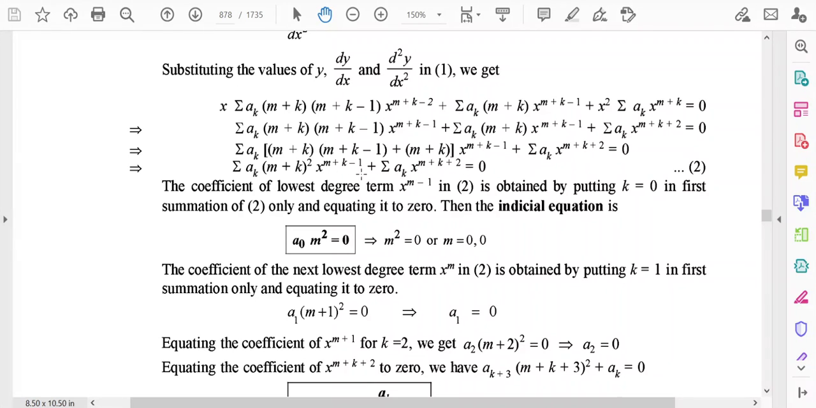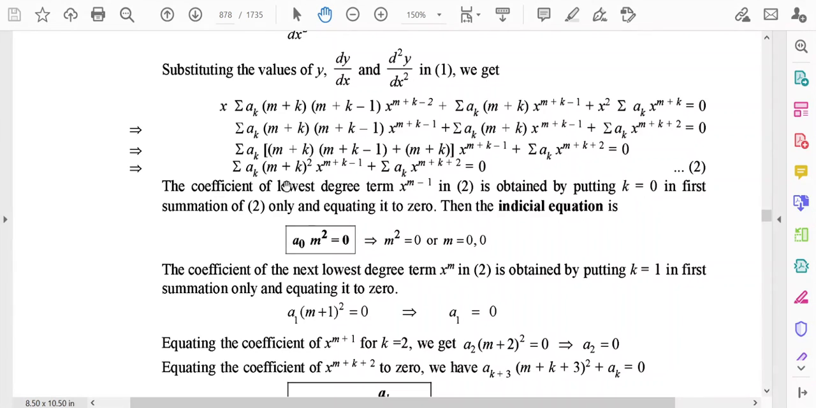So you again see the powers of x. Here this is m plus k minus 1 and here this is m plus k plus 2. Now the first step is that you have to calculate the coefficient of the lowest power of x. So here if we put k is equal to 0, the lowest power of x will be x to the power m minus 1, because you see that here the power of x is m plus k minus 1, and always you have to calculate the coefficient of the lowest degree term. So here this will be x to the power m minus 1, and it can be obtained if we put k is equal to 0 in the first sum only.